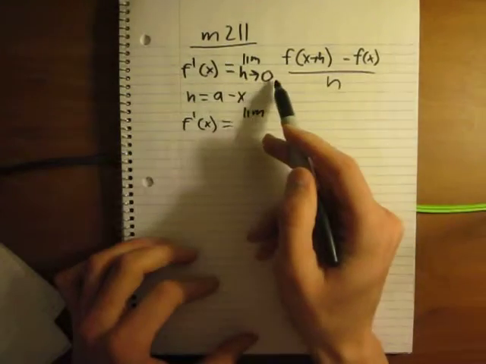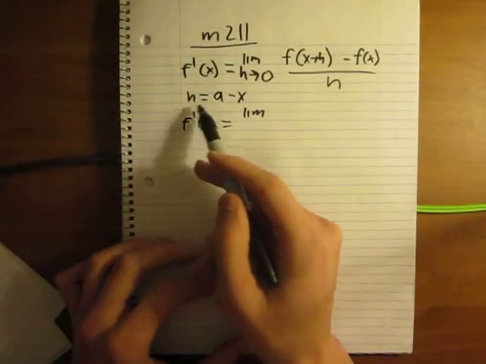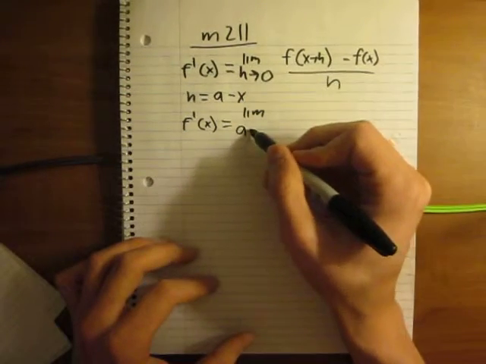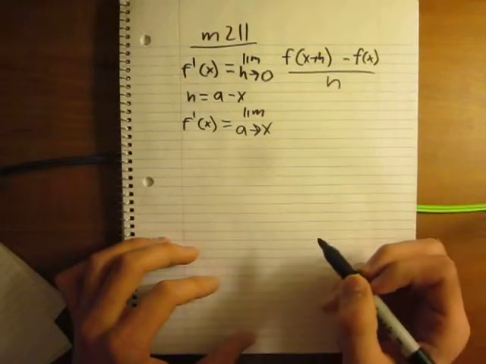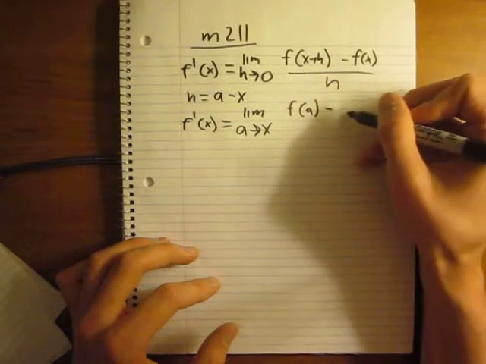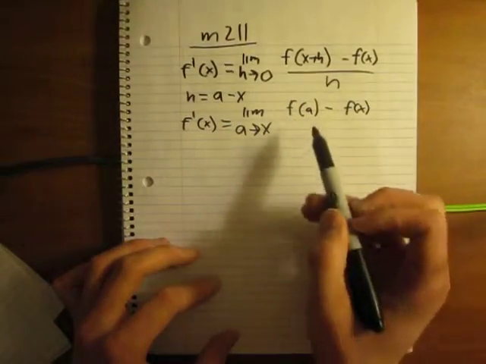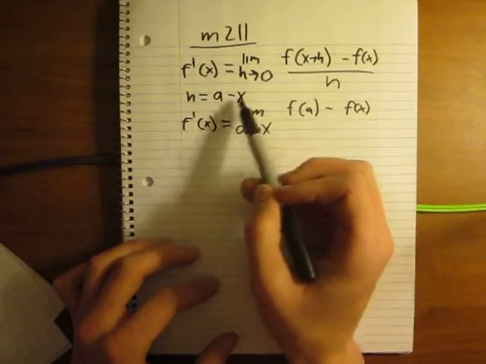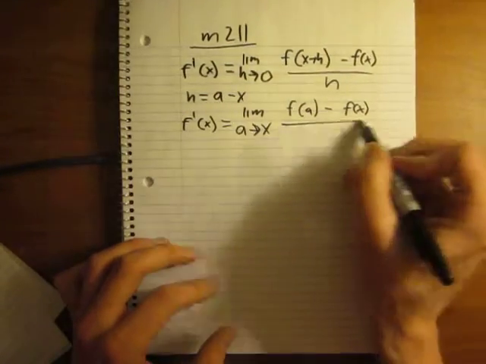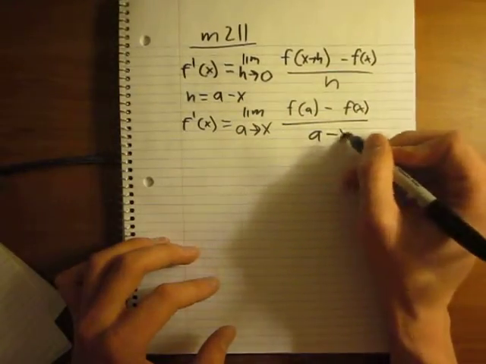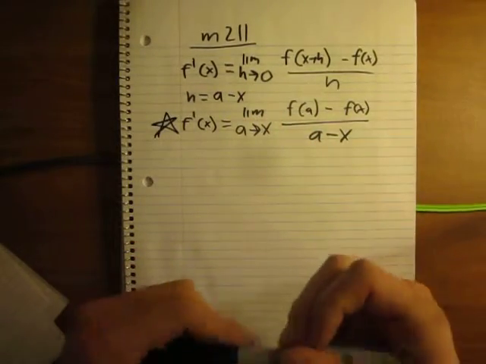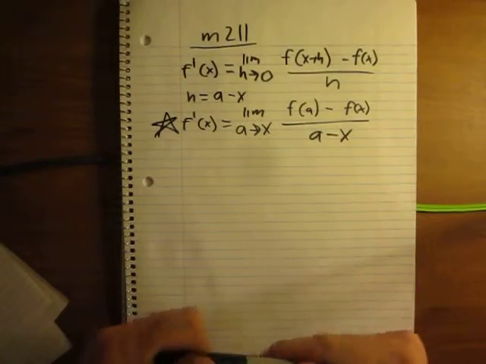So we're taking h approaches 0, so the difference between a and x is approaching 0, so we're taking the limit as a approaches x of f of a minus f of x, because x plus a minus x is just a, so f of a minus f of x over h, which is a minus x. Now I think that this second definition is much more useful because it really shows the purpose of taking the derivative.